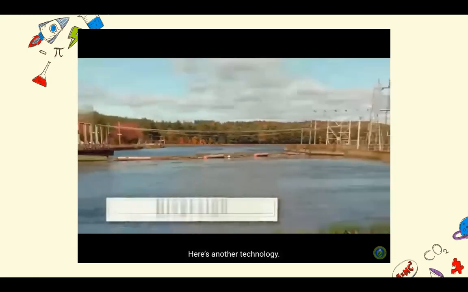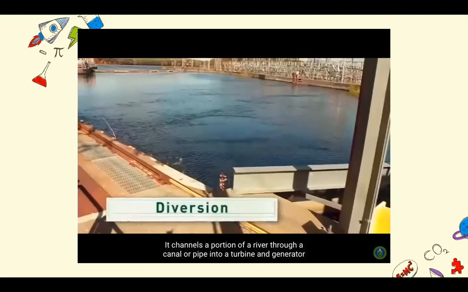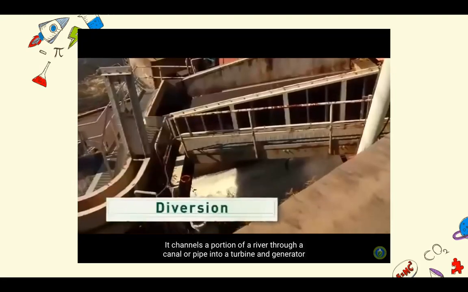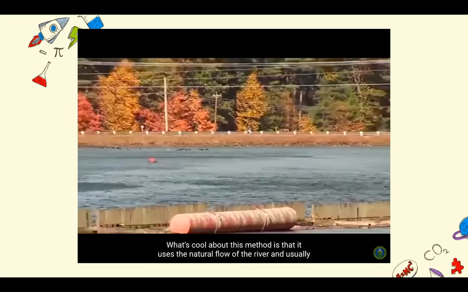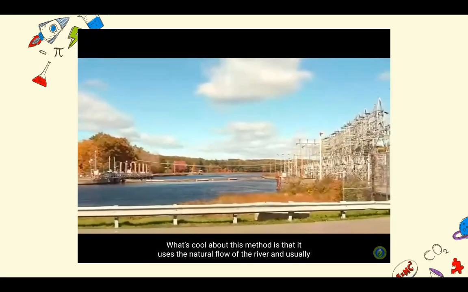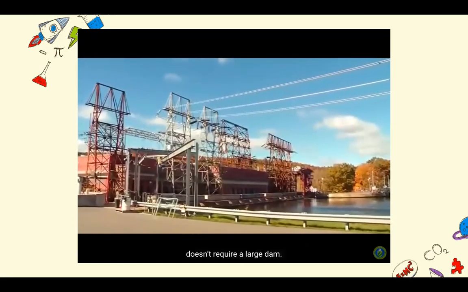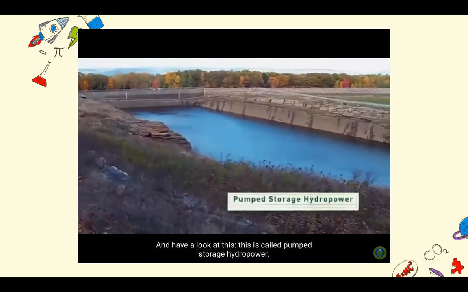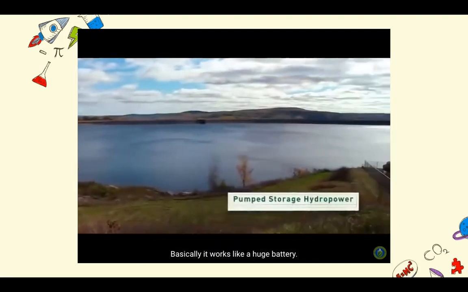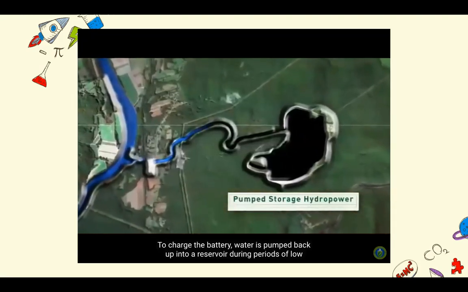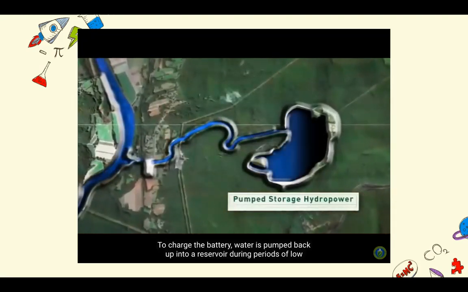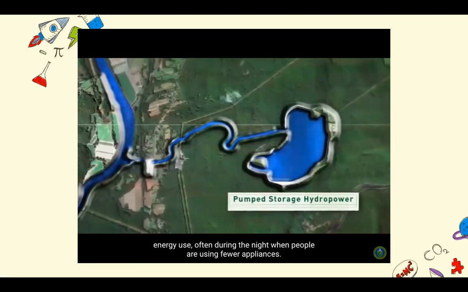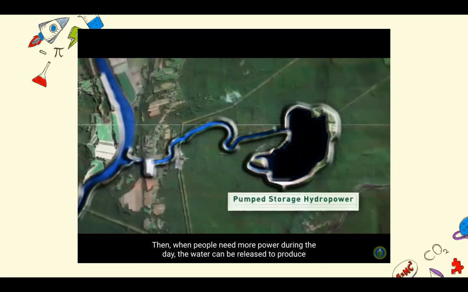Here's another technology. This is a diversion. It channels a portion of a river through a canal or pipe into a turbine and generator system. What's cool about this method is that it uses the natural flow of the river and usually doesn't require a large dam. And have a look at this. This is called pumped storage hydropower. Basically, it works like a huge battery. To charge the battery, water is pumped back up into a reservoir during periods of low energy use, often during the night when people are using fewer appliances. Then, when people need more power during the day, the water can be released to produce electricity.